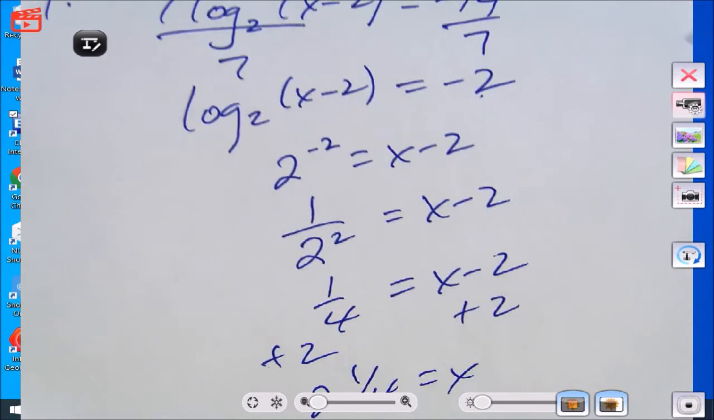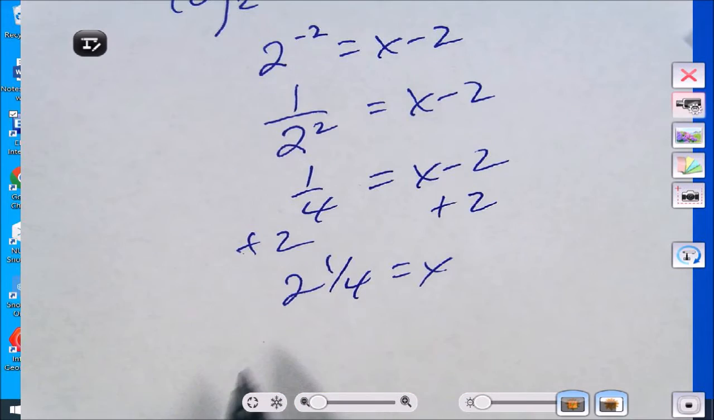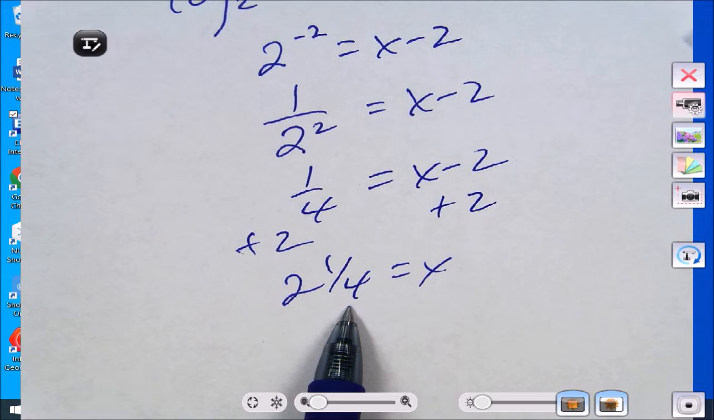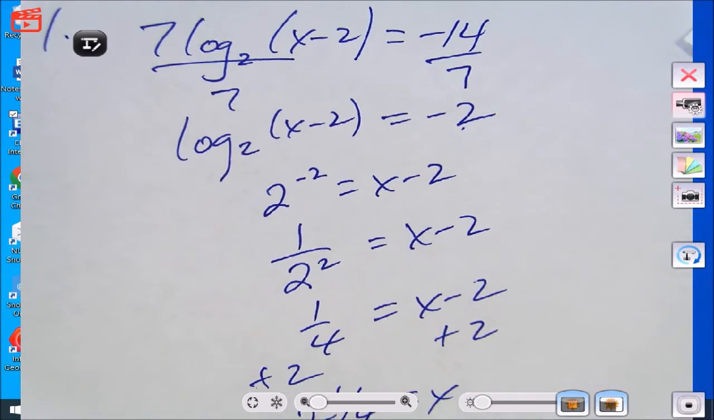And then you go, okay, will that work? Remember, this is what you've got to plug it in. Is 2 1/4 bigger than 2? Yes, so that's going to be positive. I'll zoom out so you can see the whole thing.